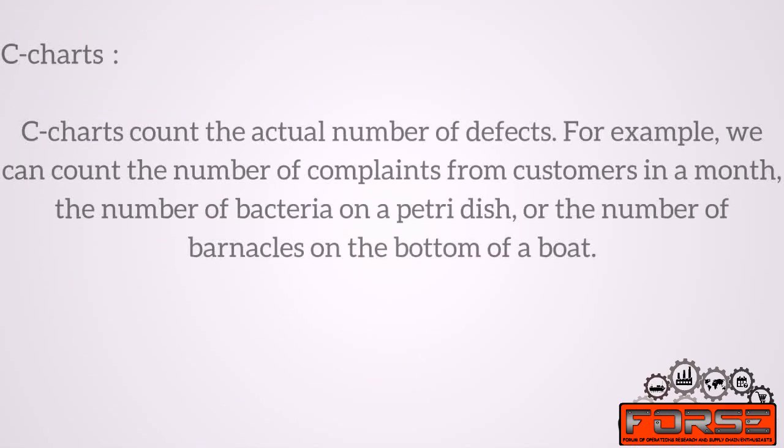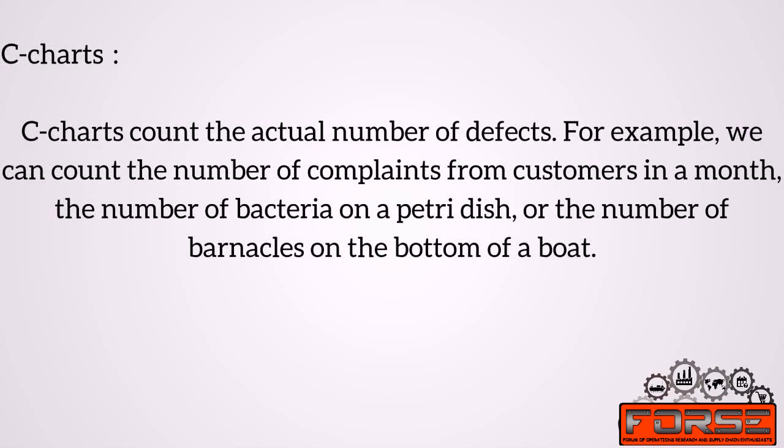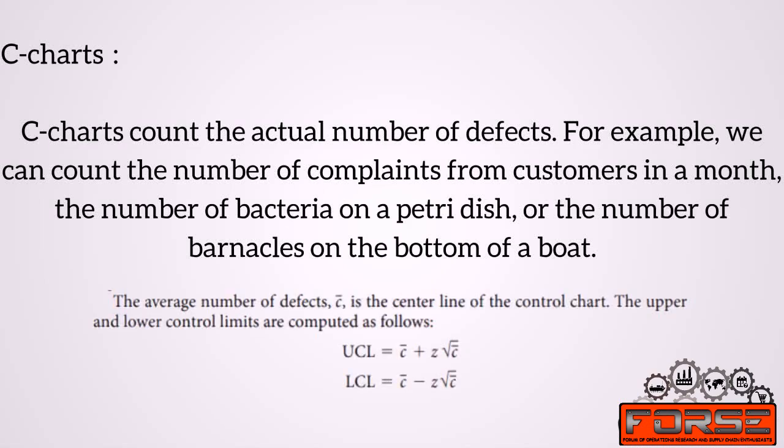C charts count the actual number of defects. For example, we can count the number of complaints from customers in a month, the number of bacteria on a petri dish, or the number of barnacles on the bottom of a boat. However, we cannot compute the proportion of these defects using a C chart. The formulae for calculating UCL and LCL for C chart are as follows.